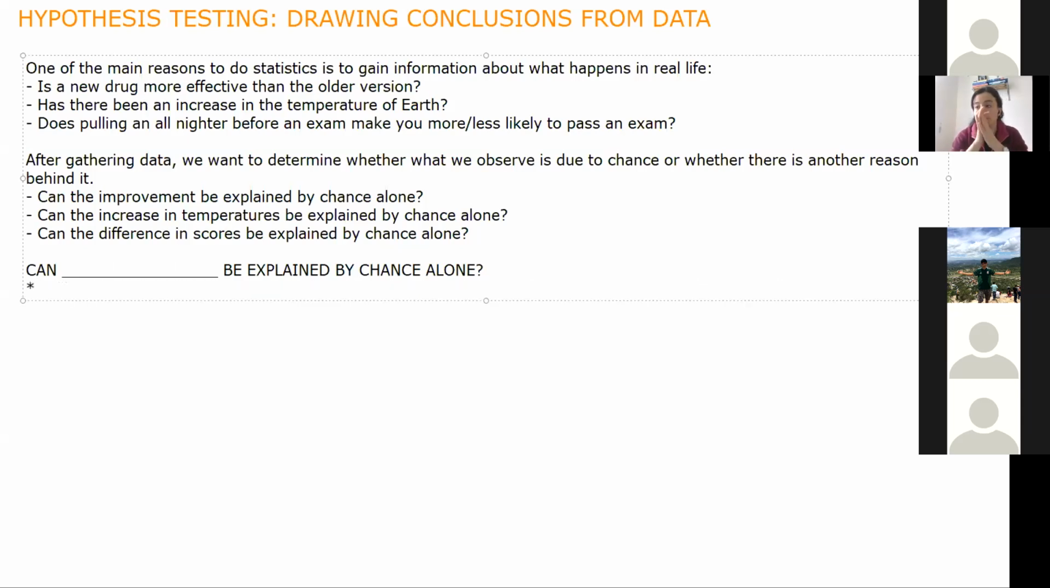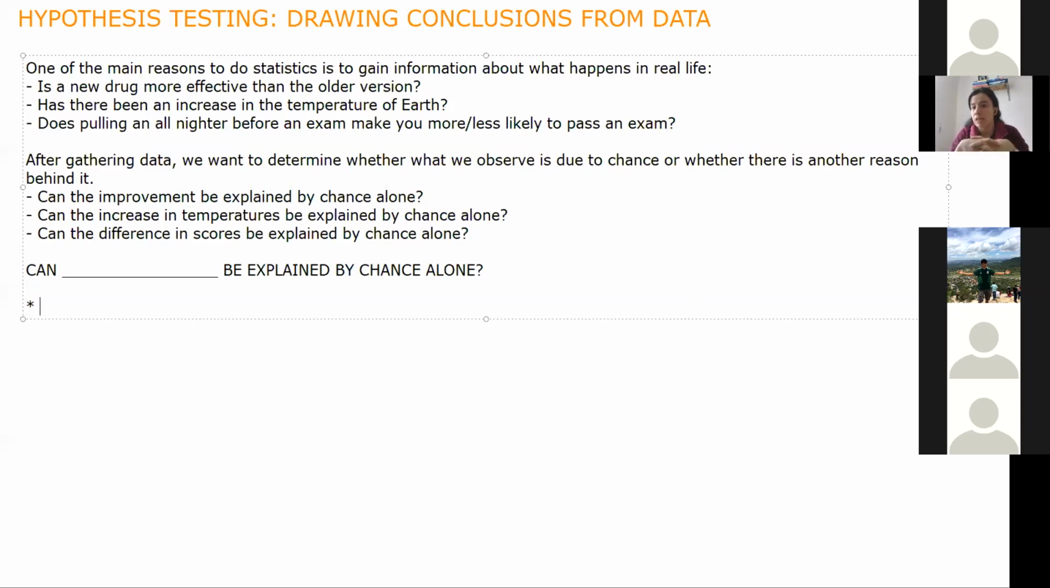So the first option is, if chance is a reasonable explanation for what happened, then it might be that I don't have anything to worry about, right? If chance is a reasonable enough explanation for one drug doing better than another, then this drug is probably not significantly better than the original drug that I had. Same thing, if the temperatures can be explained just by chance, then there might not actually be global warming, but it might just be a decade that happened to be a little bit too hot.